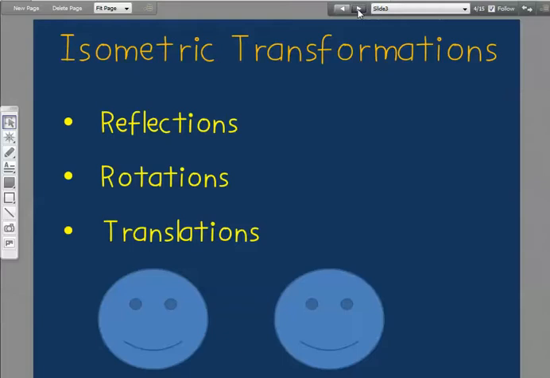What this means, and I've given an example of a happy face down here that could be seen as a reflection or a translation, is that once the transformation takes place, the image looks exactly the same as it did before. Nothing about it changed, especially its shape and its size.